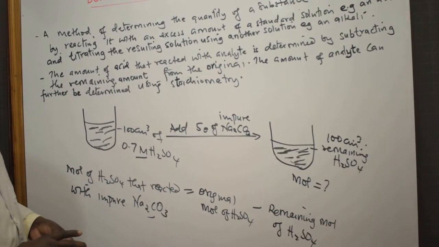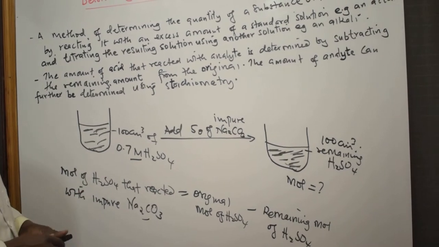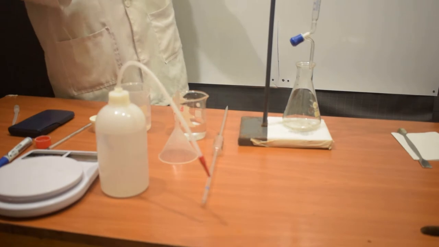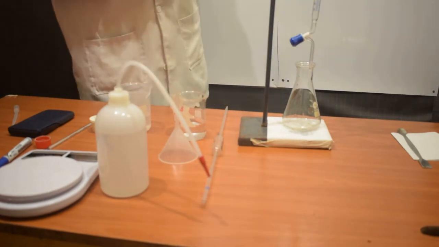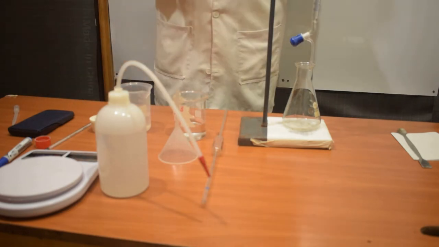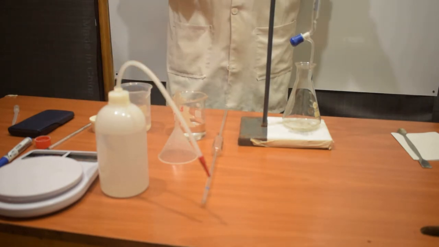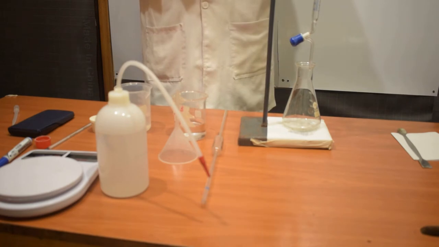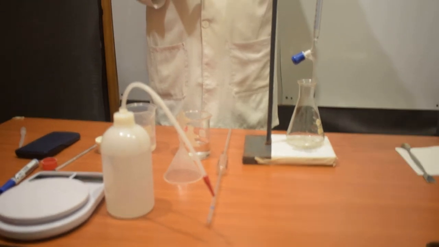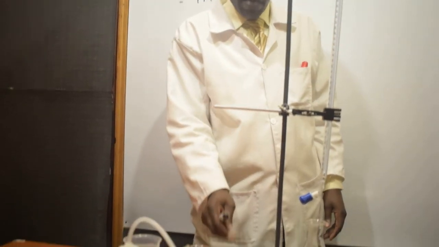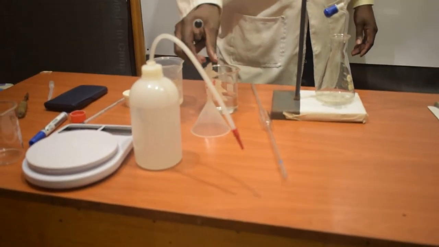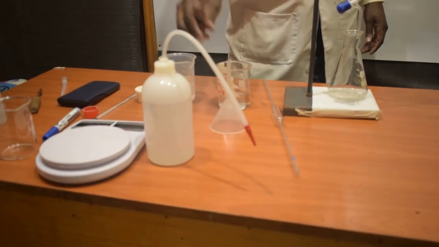Let us go to the practical part and see exactly what we are talking about. So I'm going to have the apparatus with me here. I'm going to have a retort stand, a burette, and a pipette. These are apparatus that we use in titration. Of course, I'm going to have my funnel to fill the burette.